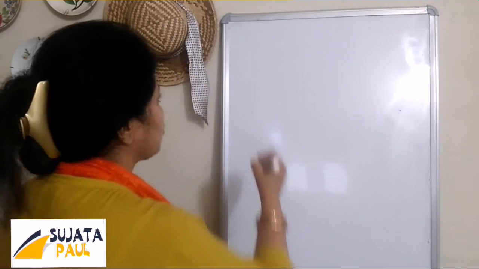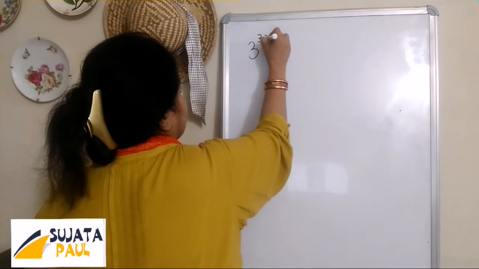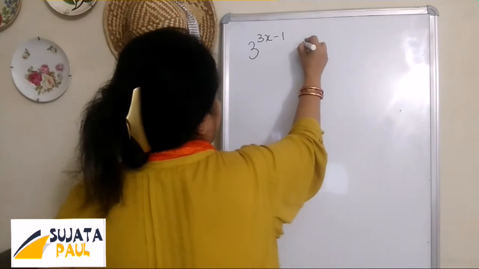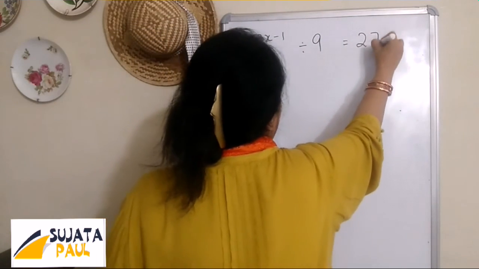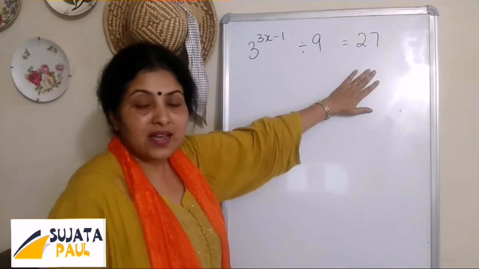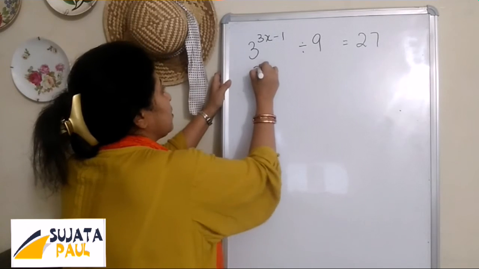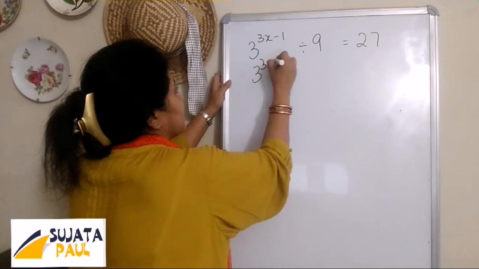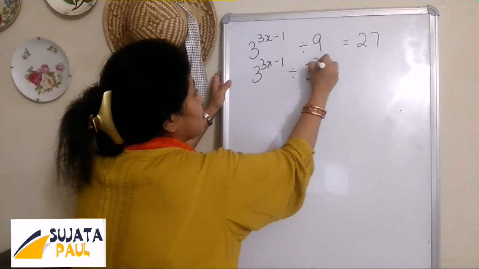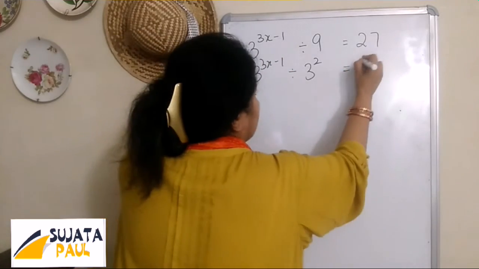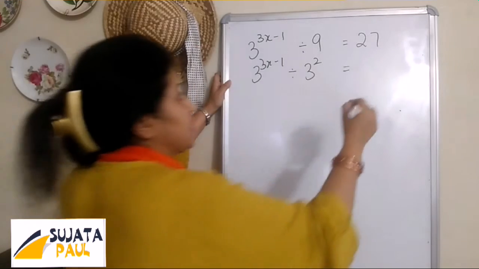Okay, one more sum which I'm taking up from your book so that you can do these sums, and this is 3 raised to the power 3x minus 1 divided by 9 is equal to 27. This means if I put all the bases as 3, same bases, it will help me. So this will be 3 raised to the power of 3x minus 1 divided by 3 square, 3 3s are 9, is equal to 3 3s are 9, 9 3s are 27.